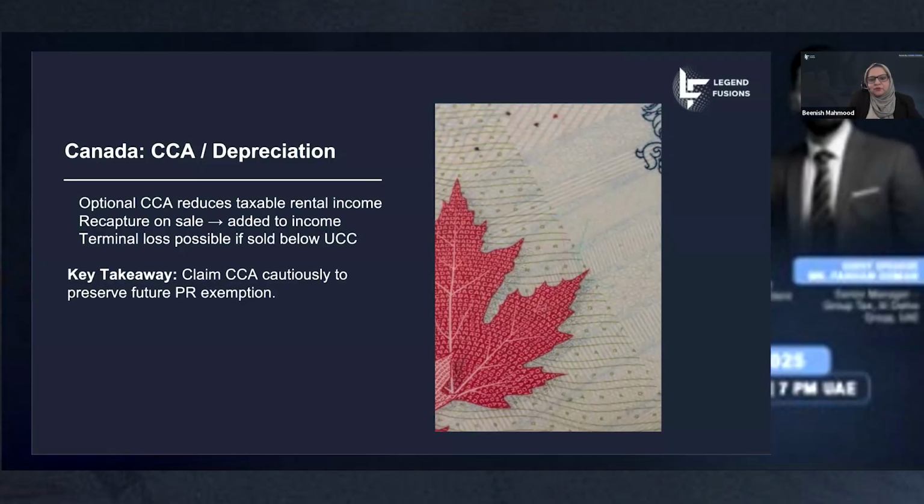The catch is when you sell the property, the CRA may recapture that CCA. That means if you sell for more than the remaining depreciated value of the building, the amount you previously claimed as CCA gets added back to your income and taxed at your regular rate. If you sell for less than that value, you might get a terminal loss, which is favorable and can help reduce your taxable income instead.